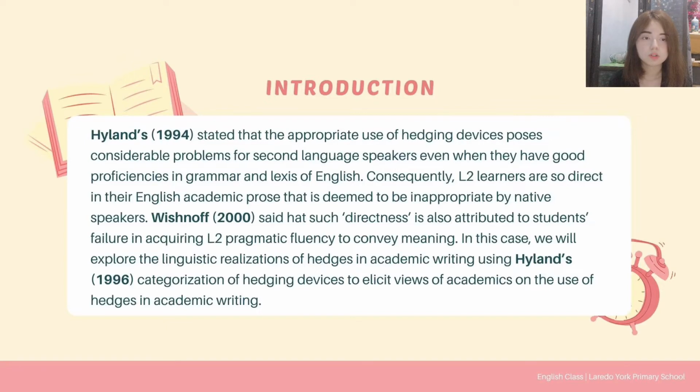Consequently, second language learners are so direct in their English academic prose that it is often deemed to be inappropriate by native speakers. Wisnov said that such directness is also attributed to students' failure in acquiring second language pragmatic fluency to convey meaning. Now, in this case, we will explore the linguistic realizations of hedges in academic writing using Hyland's categorization of hedging devices to elicit views of academics on the use of hedges in academic writing.